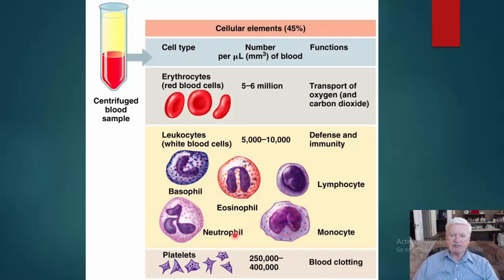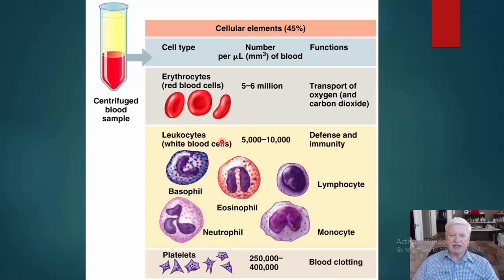And then last of all are the platelets. The platelets are not really cells, but they're formed elements. They're pieces of cells, fragments of cells. And there's hundreds of thousands of them per cubic millimeter. So, centrifuged blood has formed elements in the bottom, about 45%. Most numerous are the red blood cells or erythrocytes, millions of them.